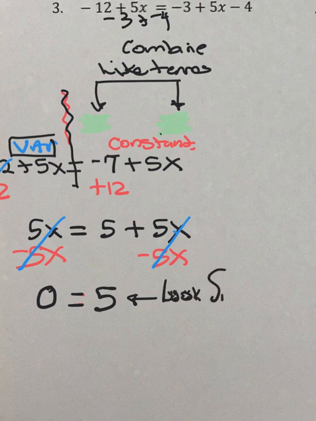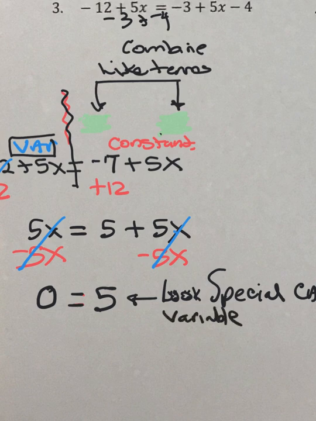Right? Isn't this a special case? Do you see that you have a special case? And didn't the variable drop out? So didn't the variable drop out? And 0 does not equal 5.